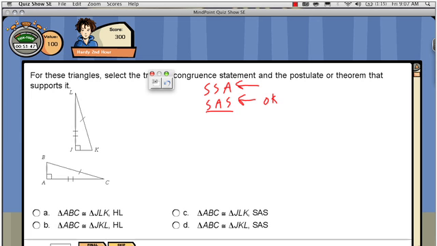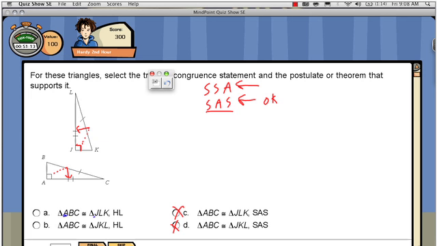The key here should be this guy right here. When you see a 90-degree angle, the light bulb should go off. Maybe it's the hypotenuse leg theorem. Is my hypotenuse and the leg congruent to the hypotenuse and leg of another triangle? So it's going to be either A or B. These are no good over here because they're side-angle-side. So which one is it? So it's B.